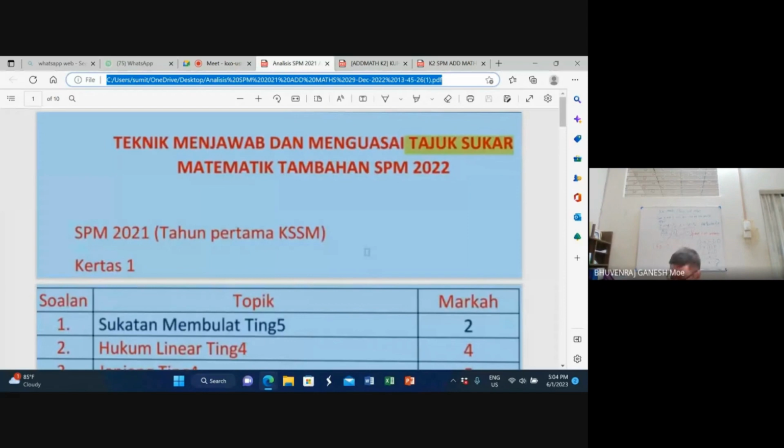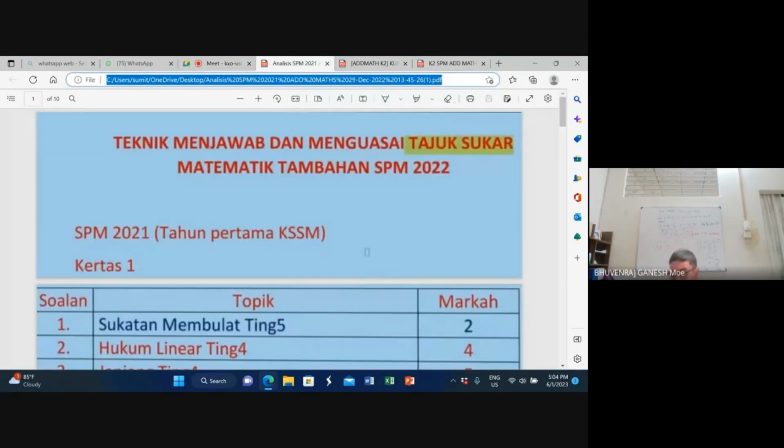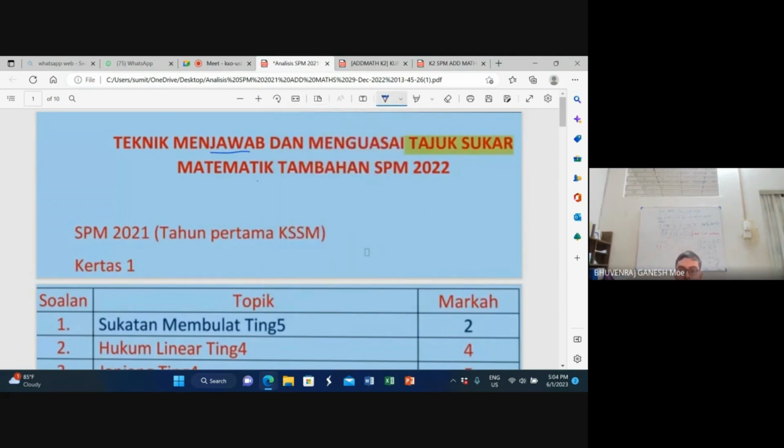Did I share it? Okay, this one, right? This was actually the paper last year. This one is from a taklimat, something like that. It's "Teknik Menjawab dan Menguasai", covering tough topics. This was actually the first format, the first year of KSSM, last year.